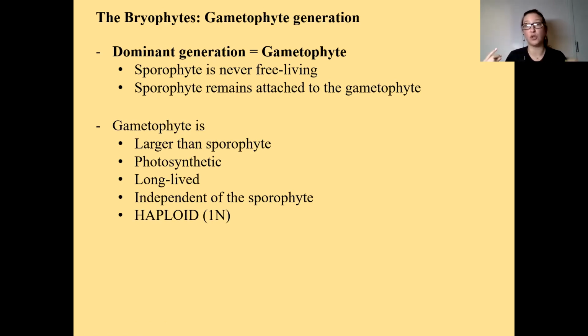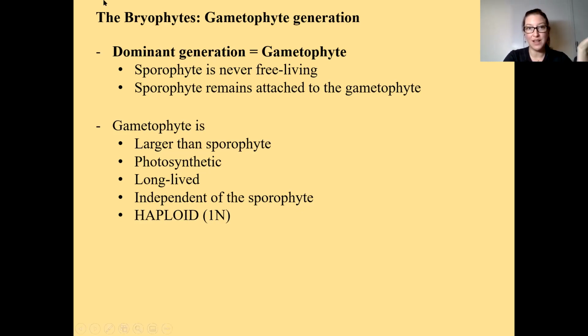So number one, it's larger than the sporophyte plant. Hence, the sporophyte plant later will be attached to the gametophyte plant. The gametophyte is also photosynthetic in the bryophytes, so it's able to make its own food. Long-lived, that's the dominant part, right? That's the dominant part because it's the main generation that exists. The gametophyte is totally independent of the sporophyte, doesn't need the sporophyte for anything. It can just live its life without the sporophyte.